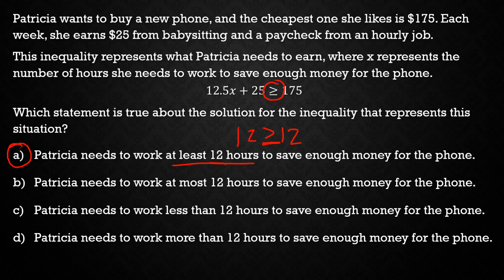So at least 12 means at the minimum, she has to work 12. She can't work any less than that because if it's anything less than that, she's not going to have enough. But if she works anything over that, then she's also fine.